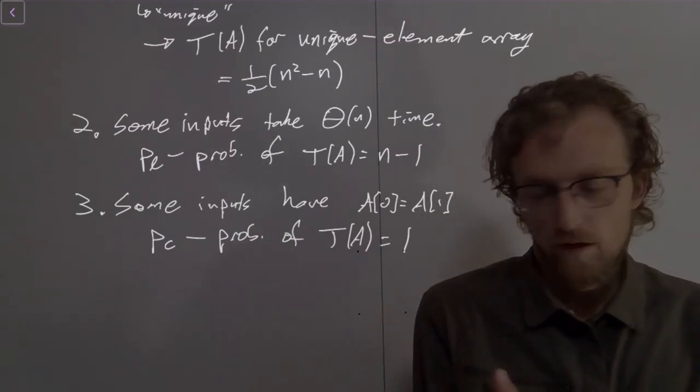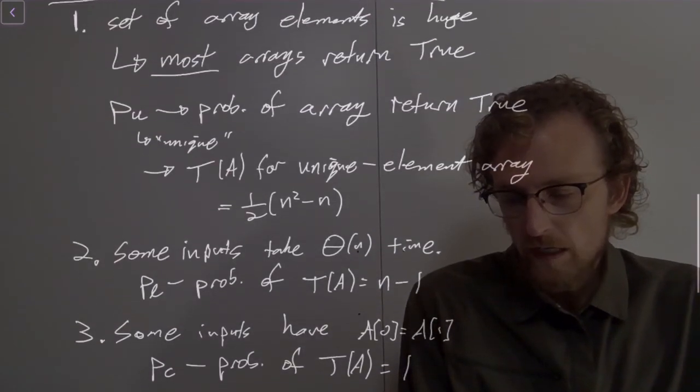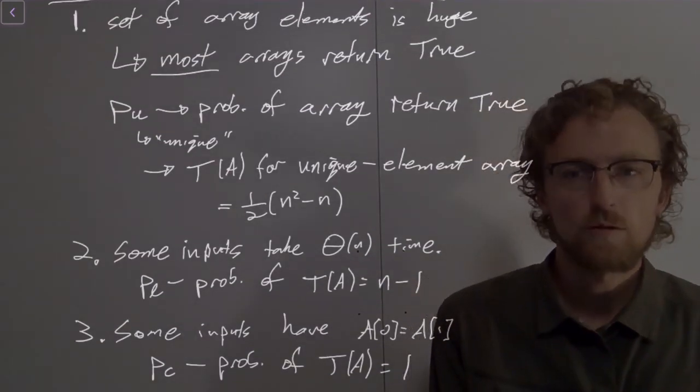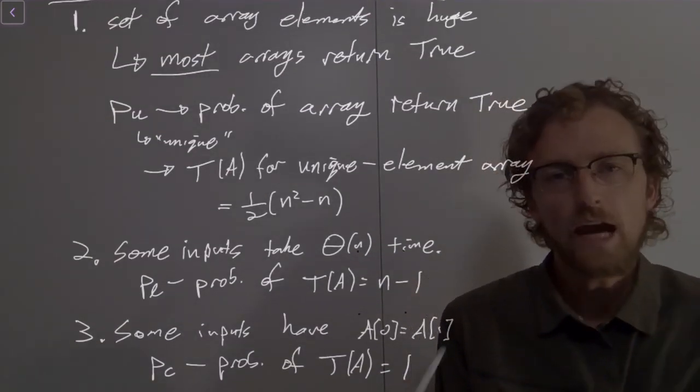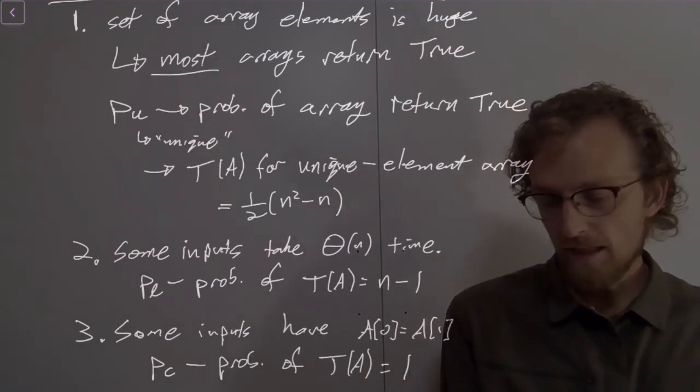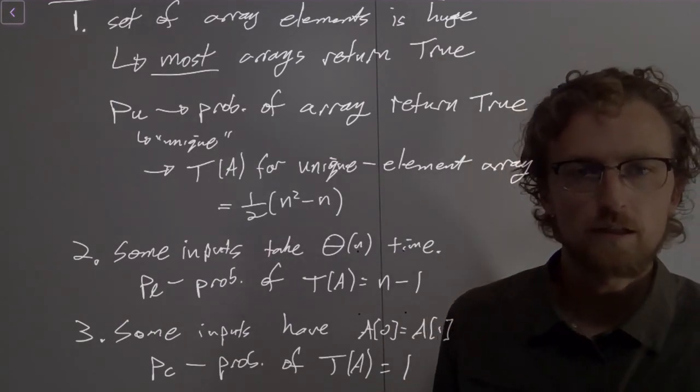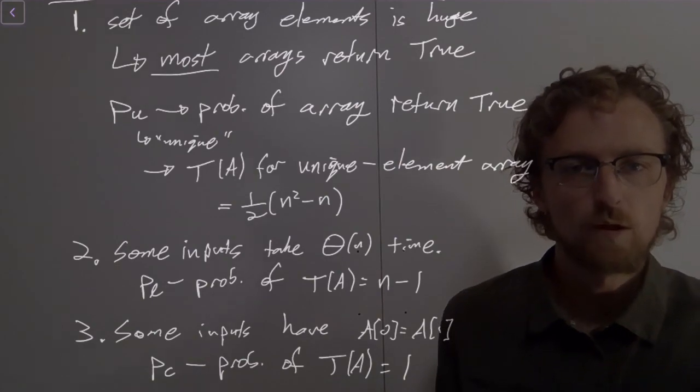All right, so given all this, what would we expect to see in terms of the running time? And how can we characterize the running time as a function of these different probabilities? That's the question that we'll be addressing next.